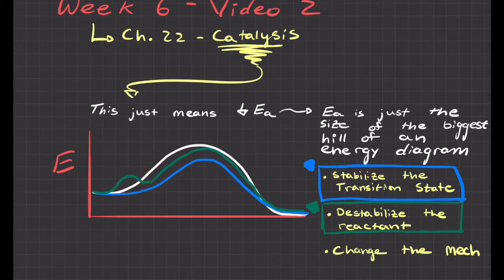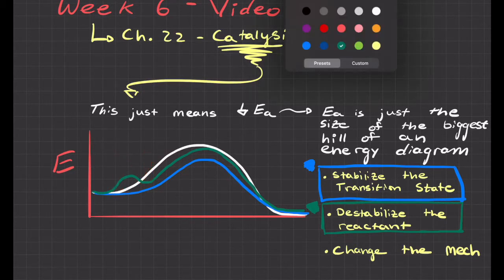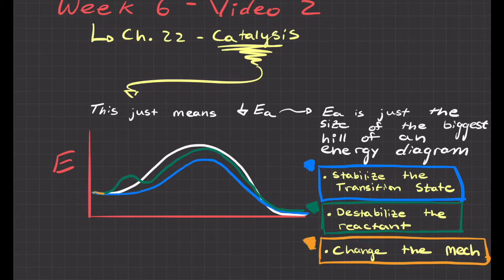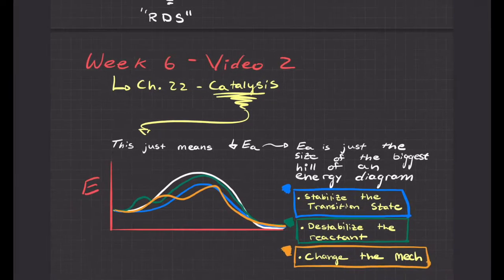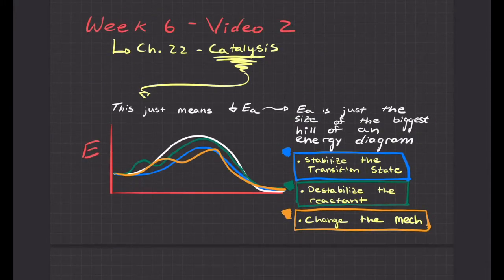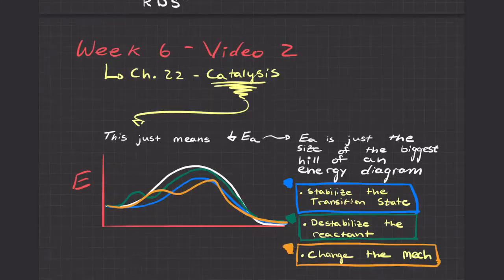Okay, and then lastly, we could say we can change the mechanism entirely. We'll do that in orange. And so I could add 2 steps here that look nothing like the original white one. This orange one's completely different, but it does have smaller hills, so its activation energy is lower, so it is indeed a form of catalysis. Okay, let's go ahead and take a look at the multiple types of catalysis that can accomplish one of these 3 things, the blue, the green, or the orange paths.